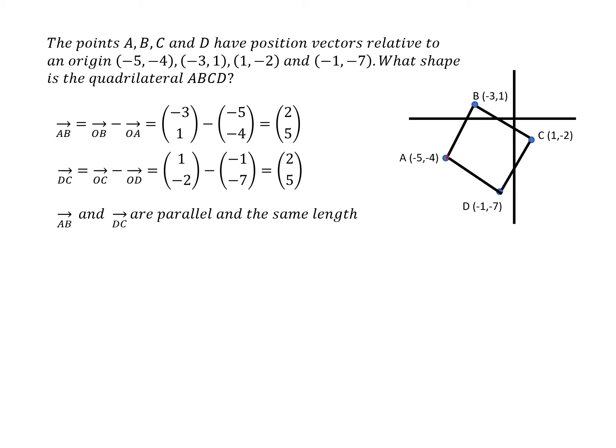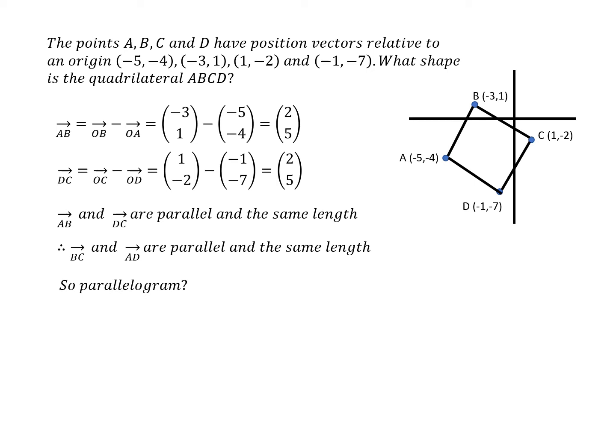So that immediately tells us that if those two are parallel to each other and the same length, then these two vectors must be parallel to each other and the same length. You can double check that for yourself if you want. So what do we have on our hands here then? It looks like a parallelogram to me, but hang on a minute.